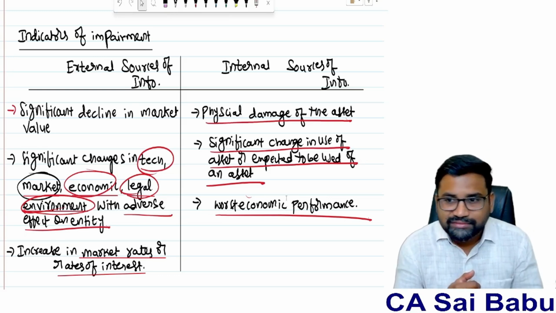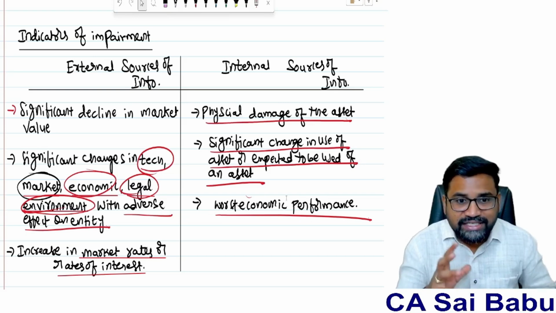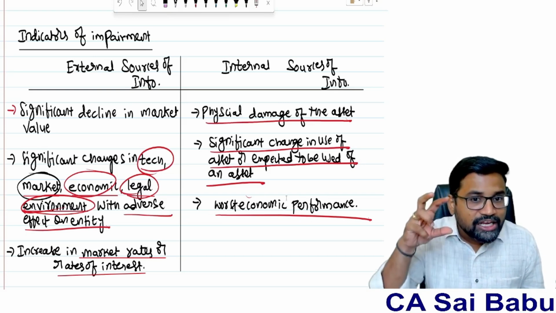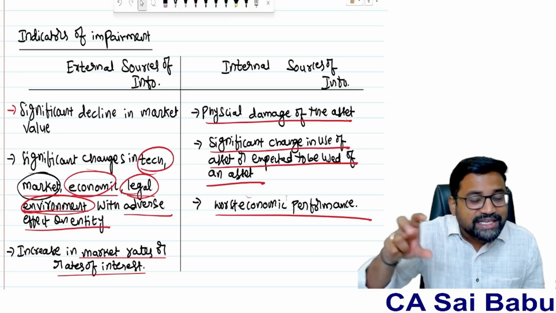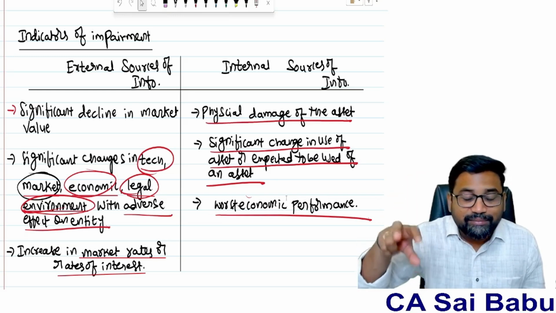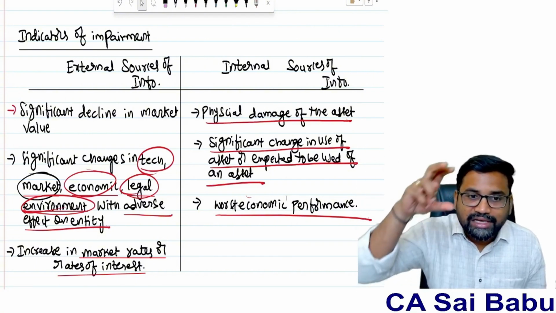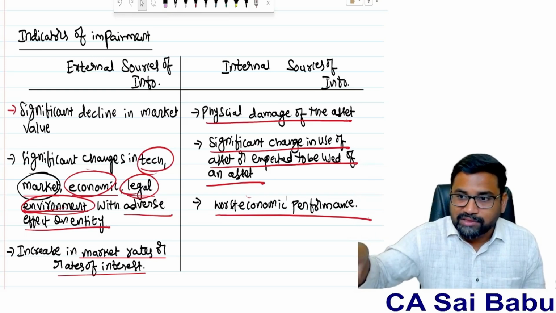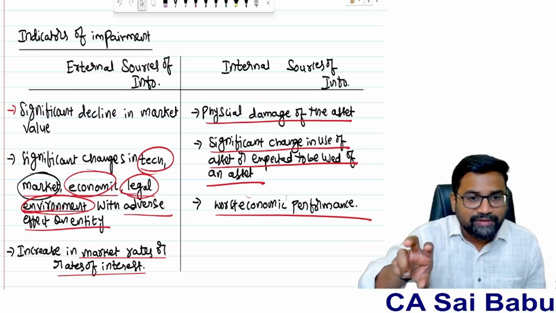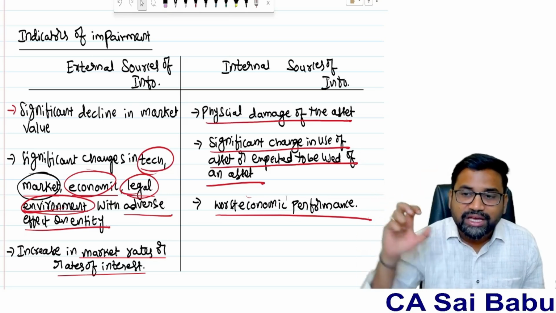Very difficult, na? So that's why the standard has provided certain indicators. Now in respect of any asset, if any one of these indicators is there, then at the end of the year, definitely you need to test whether that asset is subject to impairment loss. So for that asset, you need to calculate the carrying amount as well as the recoverable value. If the carrying amount is more than the recoverable value, obviously there is an impairment loss. Therefore, the asset value must be reduced.